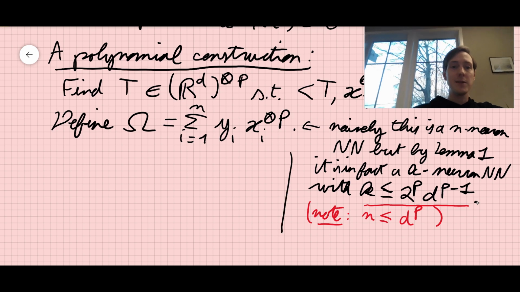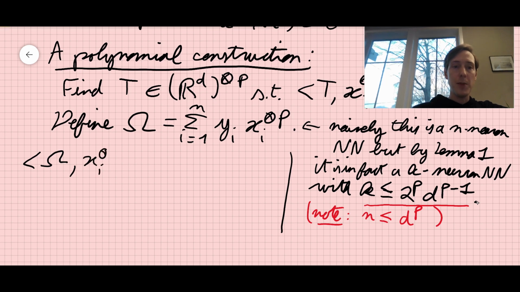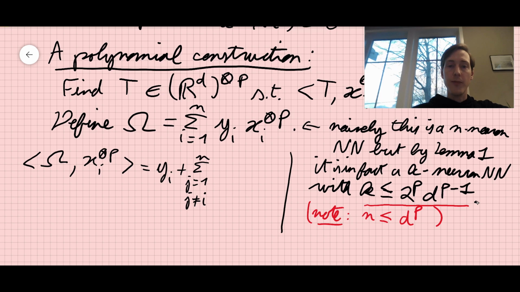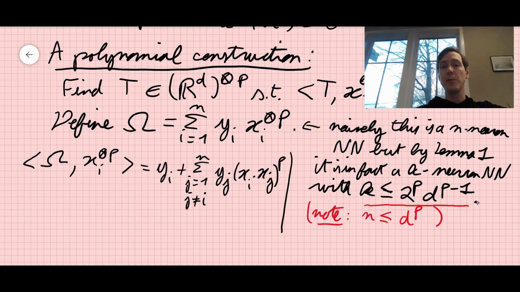So now let's see if this is a good data fitting strategy. Let's apply omega to x_i to the p. What do we get? We first get the term y_i, which comes from applying x_i to the p to x_i to the p, since x_i is a unit norm vector. And then we get the sum for j equals 1 to n, j not equal to i, of y_j times the inner product of x_i with x_j, to the p. This is just the tensor x_i to the p, inner product with the tensor x_j to the p.